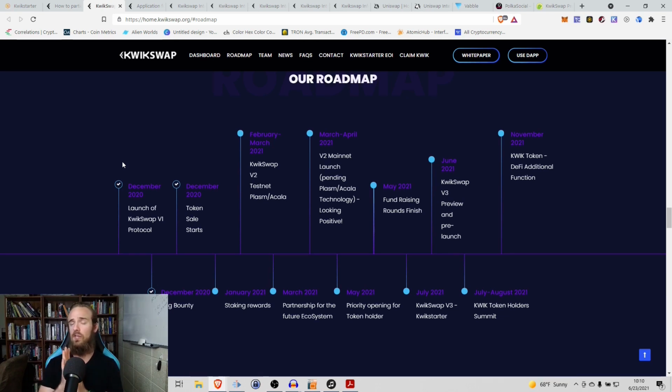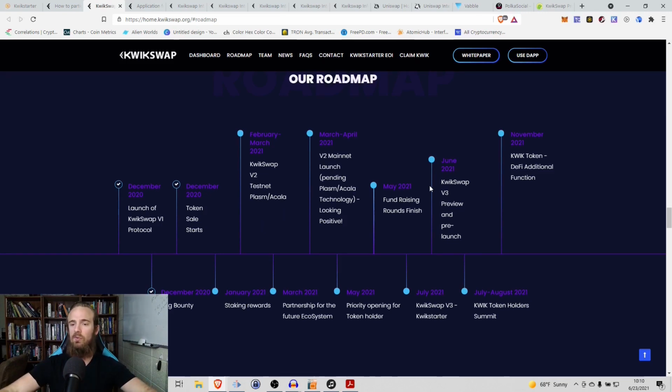With that being said, I do want to close out by looking at the roadmap. What you can see here, this is something that's really been going on since about December. They've hit a lot of their milestones, obviously launching that version 1 protocol, the token sale, the testnet, Plasm, a lot of these things. And this is what I really like with these new projects, because I always think it's important to judge things by what they've accomplished. Have they hit their milestones in their roadmap? So a lot of these things here, they have hit their milestones.